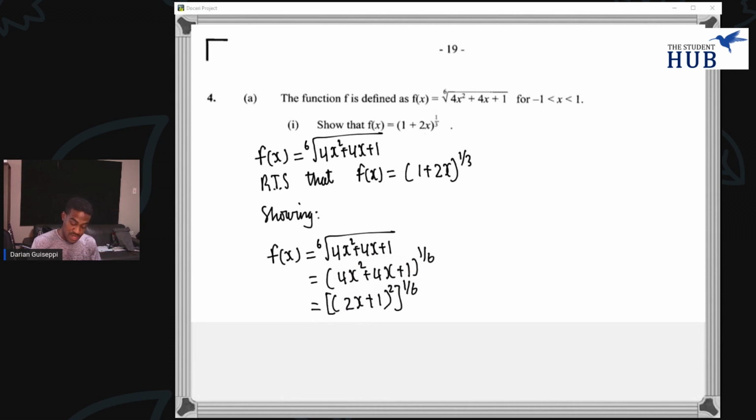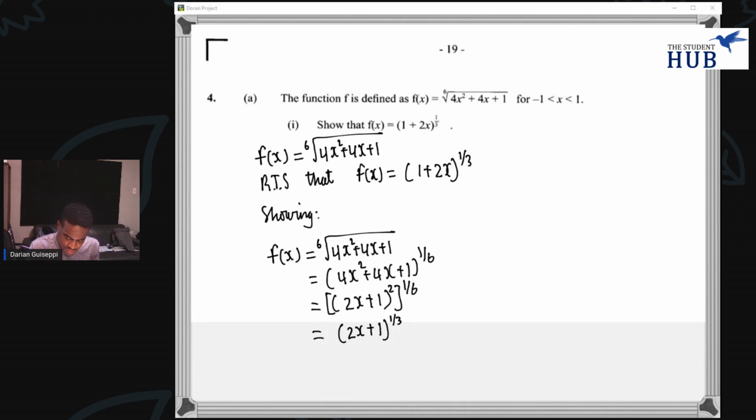And all we need to do now is use the rules of indices. Multiply this 1 on 6 by 2, and that would give us the third, right? Which we have up here that they ask us to represent it in terms of, right? So then this is your final thing to do. 2x plus 1 to the power of 1 on 3. And that's it. Pretty straightforward, pretty simple, right? What the question is asking you is just to represent this in a different form, right? And the form is this. So that's basically it. And yeah, that's that for that particular question.